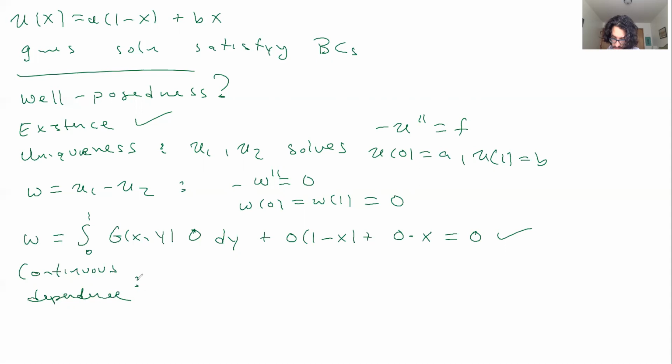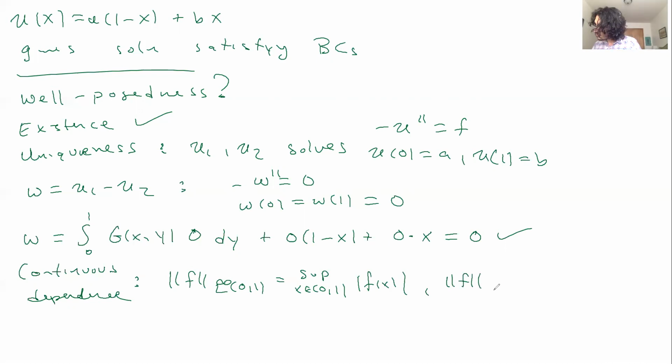What about continuous dependence, okay? Well, let's work a bit more on this, right? If I take the infinity norm of F in this case, this would be the supremum over x of the absolute value of F, okay? And let's also take the L1 norm. That's just going to be the integral of the absolute value, okay?